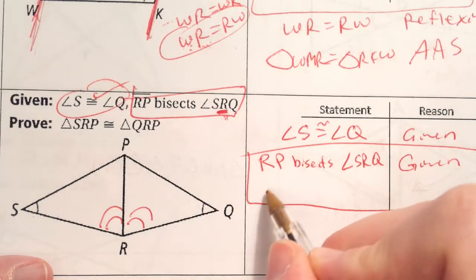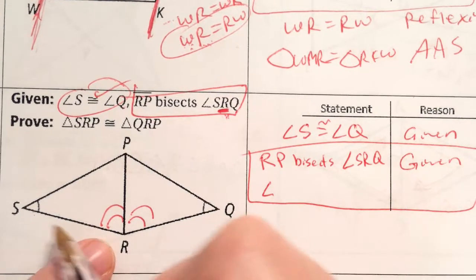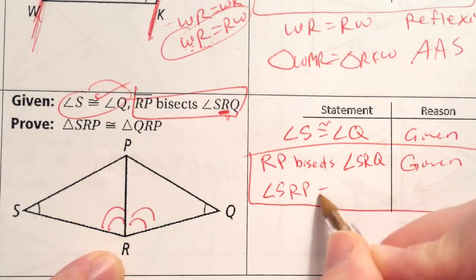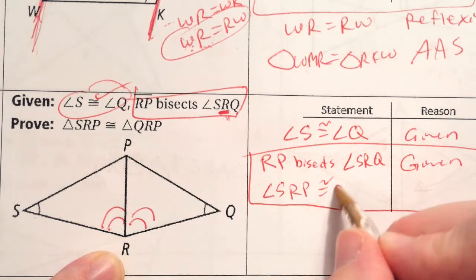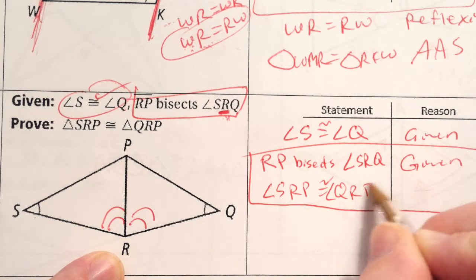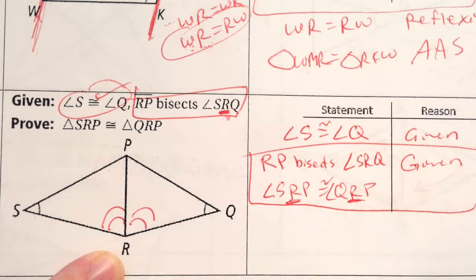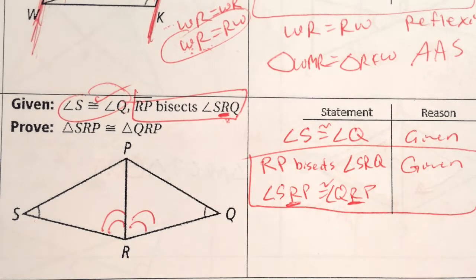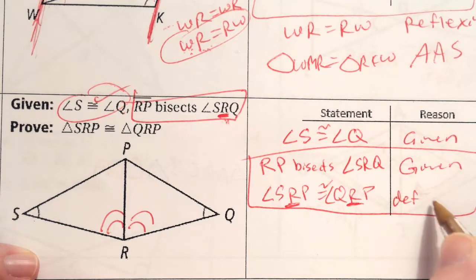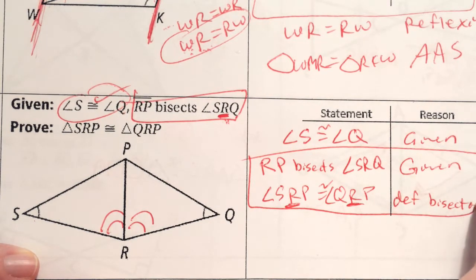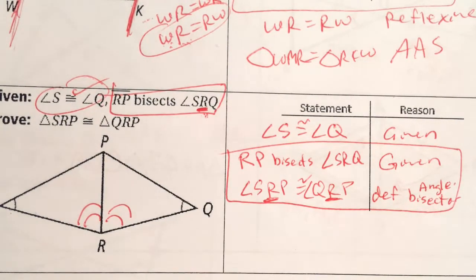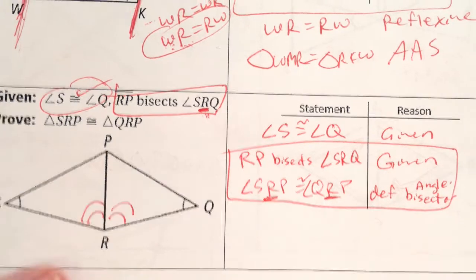So we now know that angle R is equal to angle R. So this angle, SRP, is equal to QRP. So angle R is equal to angle R because of what word? What word was said for that to happen? Definition of bisector, or more specifically, angle bisector. What got cut in half? An angle. So angle bisector. But just look for the keyword bisect and you're fine.